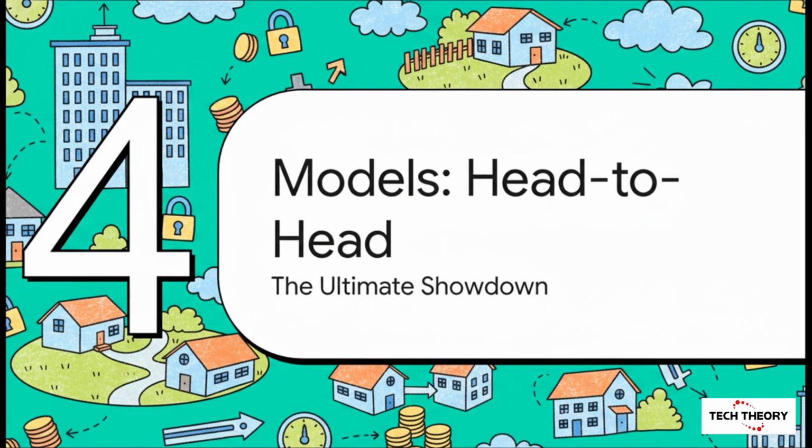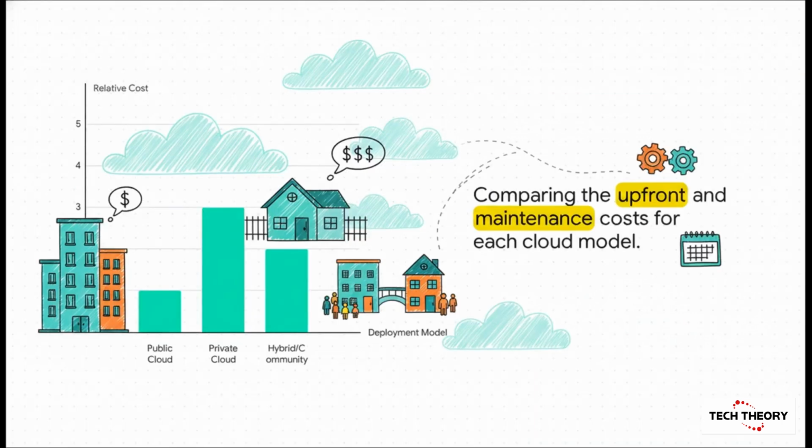All right, we've met the four contenders. Now it's time to put them side by side. It's time for the ultimate showdown to see how they really stack up against each other. Let's start with the big one, cost. The public cloud, our renter's option, has the lowest barrier to entry. No surprise there. A full-on private cloud, on the other hand, requires a pretty significant upfront investment. And the hybrid and community models, they land right in the middle, offering a nice balance.